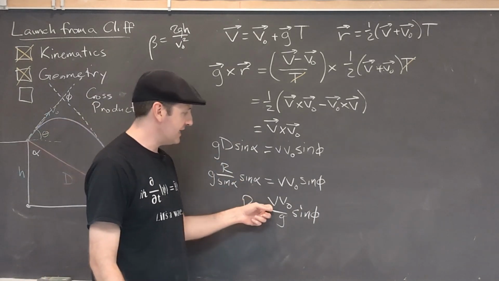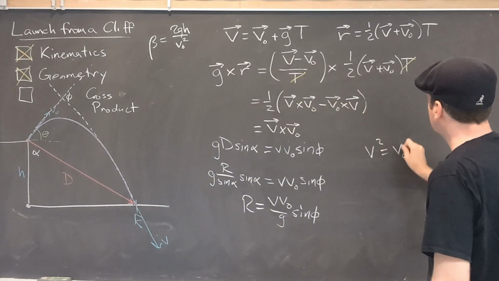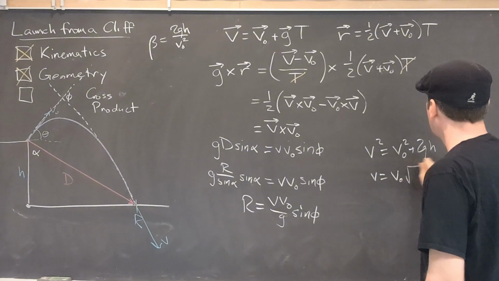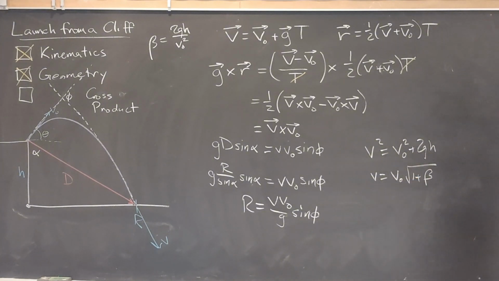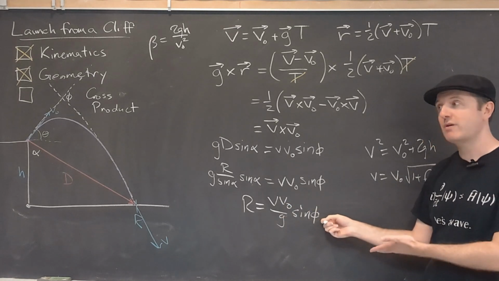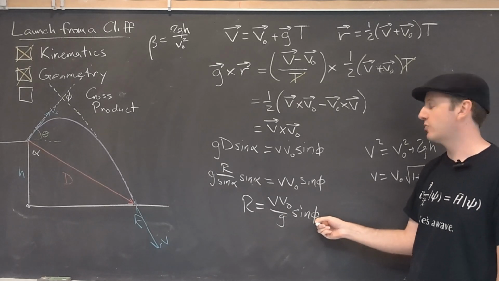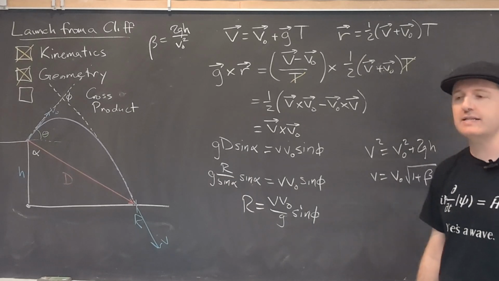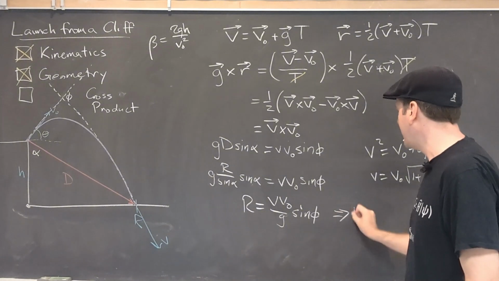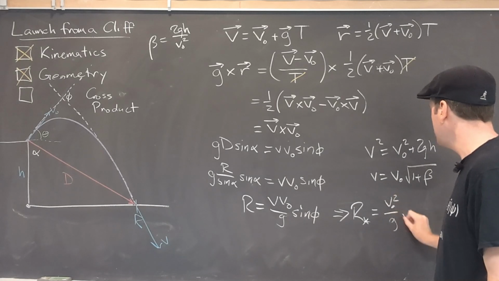And once again, V is fixed. Remember that conservation of energy still holds here. V squared is V naught squared plus 2GH. Or if you want, V is equal to V naught root 1 plus beta. Plugging that in here and then saying, what's the question? How do we maximize the range? It's still the same question about maximizing sine phi. In other words, its maximum is when phi equals 90, which gives us back the same result that we had earlier, that the maximal range, I'll call it R star, is going to be V naught squared over G root 1 plus beta.